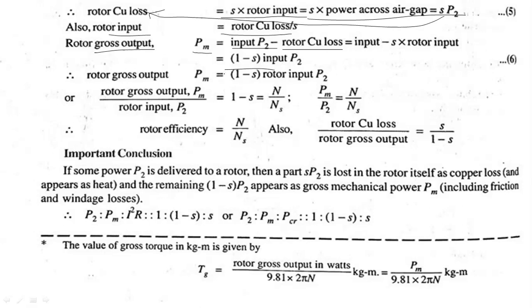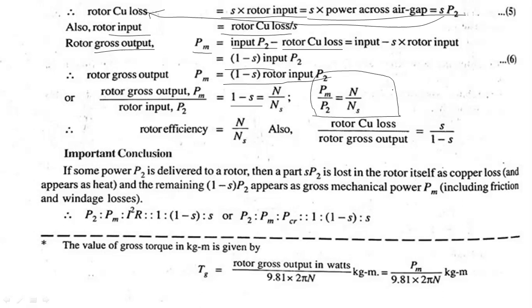Okay, so if you divide output by input, you will get the rotor efficiency. Output is 1 minus S into P2, divided by P2. So P2 and P2 get cancelled, and we are left with 1 minus S. 1 minus S is nothing but N by NS. So PM by P2 is nothing but N by NS. So the rotor efficiency can also be called N by NS.